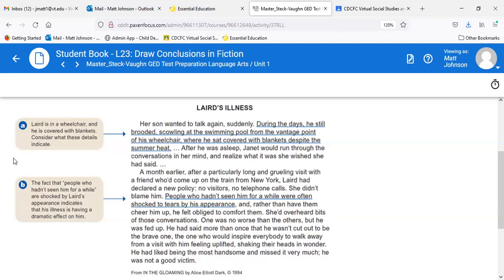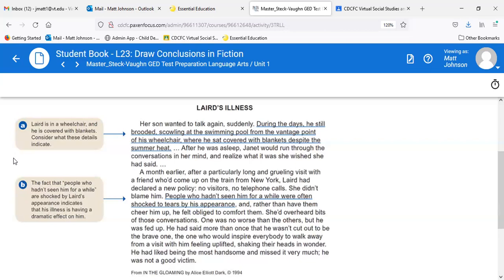She didn't blame him. People who hadn't seen him for a while were often shocked to tears by his appearance, and rather than have them cheer him up, he felt obliged to comfort them. She'd overheard bits of those conversations. One was no worse than the others, but he was fed up. He had said more than once that he wasn't cut out to be the brave one, the one who would inspire everybody to walk away from a visit with him feeling uplifted. Shaking their heads in wonder, he had liked being the most handsome and missed it very much. He was not a good victim.